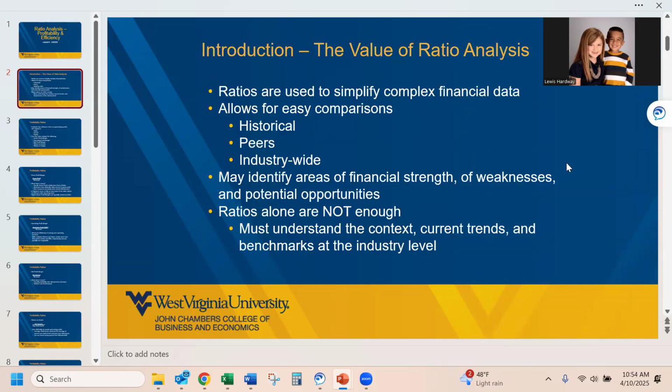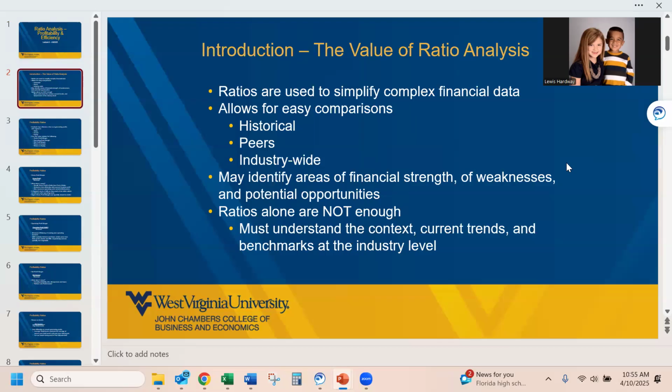So ratios are used to simplify complex financial data. Basically, ratios give us one number that we can use as a comparative tool. You can take a whole bunch of stuff and condense it to one ratio. And it really does tell us a lot because we've figured out how these ratios work and how to calculate them. So it really can give us a lot of information.